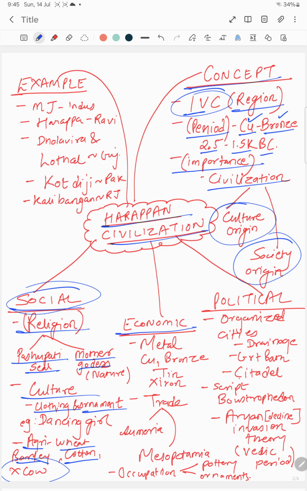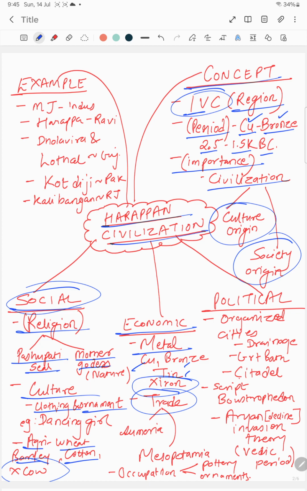Next, we'll consider some economic factors. Metals which were important during that period: important metals were copper, bronze and tin. It did not include iron because iron came in the Vedic period. So the people in the Harappan civilization highly used these metals to make their various instruments, etc. Trade. Trade was in the barter system.